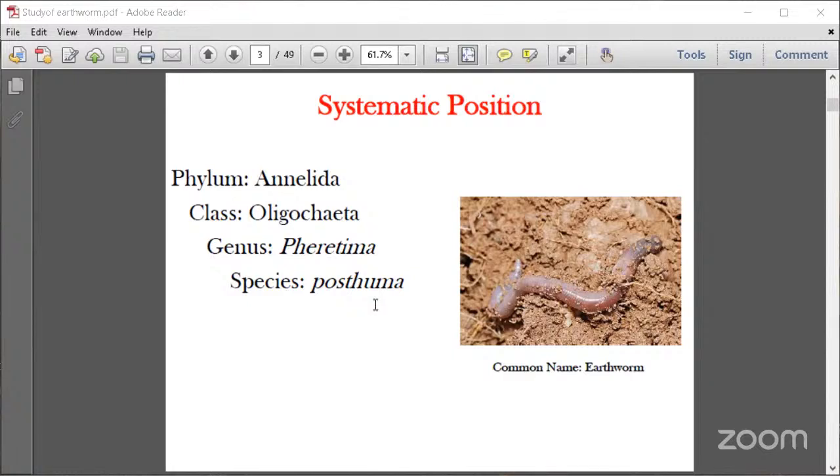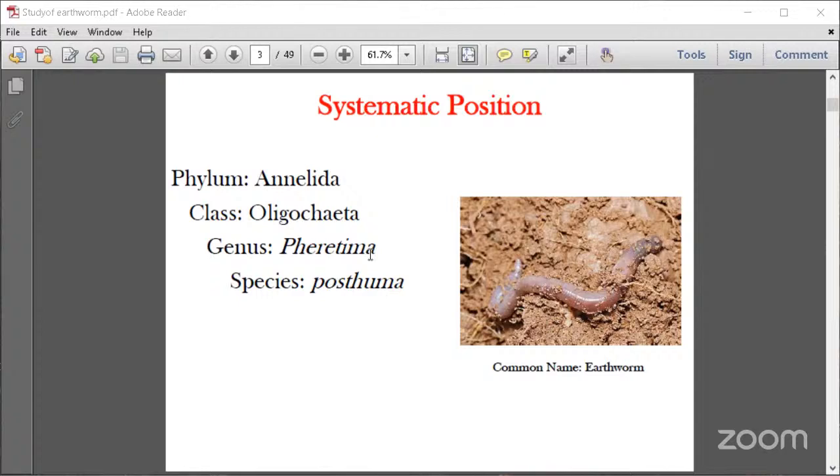The common name of Pheretima posthuma is earthworm. As I just told you, the study of earthworms is called oligochaetology and lumbricology. This mainly focuses on their morphology, anatomy, ecology, and the role of earthworms in soil health and the ecosystem.